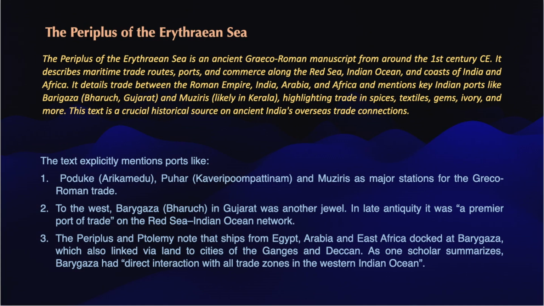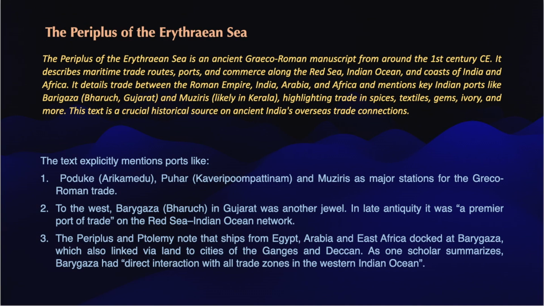A very important source for understanding the ancient trade routes is the Periplus of the Erythraean Sea. This is an ancient Greco-Roman manuscript from around the 1st century CE, which describes maritime trade routes, ports, and commerce along the Red Sea, Indian Ocean, and coasts of India and Africa. It also talks about the various commodities that were traded, highlighting trade in spices, textiles, gems, ivory, and more. And it is a crucial historical source for understanding the various ports which existed during that time period, as well as the various countries that had international trade relations amongst each other, along with the various commodities that were being traded.